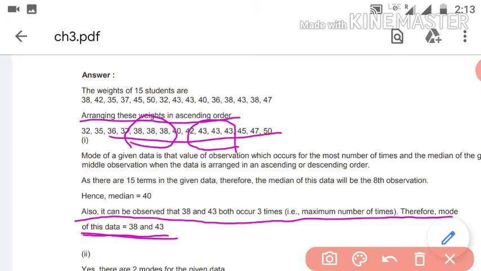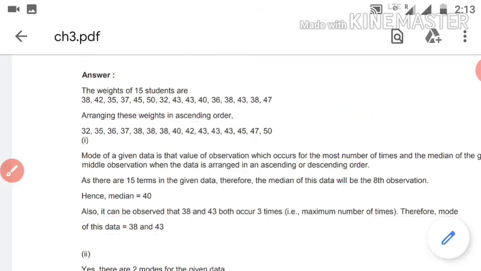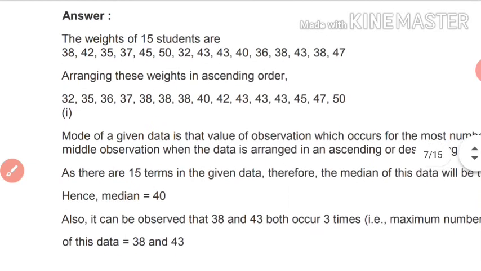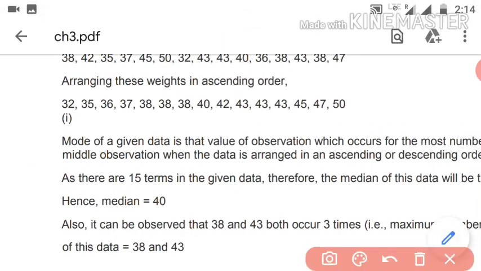And we know median. Median, how to count median? So total is how much? 15 students, isn't it? Now 15 plus 1 is 16. 16 divided by 2 is how much? 8. 16 divided by 2 is 8. Now you have to count 8 terms like this: 1, 2, 3, 4, 5, 6, 7, 8.